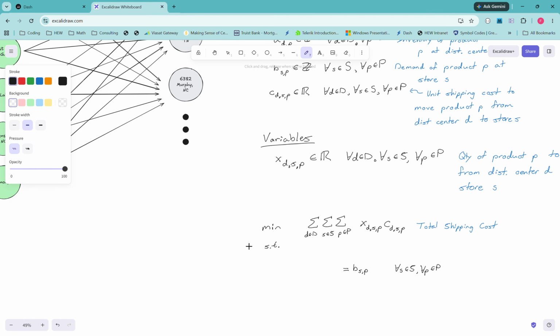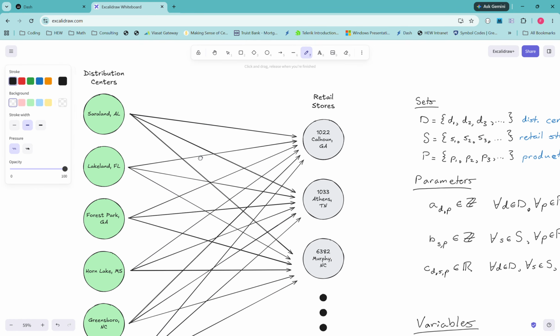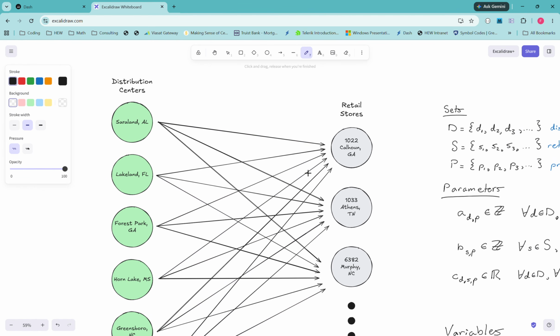And so one way you can think about this is using our graph here. So say we're looking at a retail store, like this top right one with Calhoun, Georgia, and we have some products that we have in mind, and we're trying to figure out the left-hand side. So what we do is look at all the arrows coming into Calhoun, Georgia, and we see that every one of those arrows is coming from a distribution center. So the left-hand side will be something like the summation across all the distribution centers, and we're summing the decision variables because that decision variable represented the movement of products from a distribution center to a retail store.